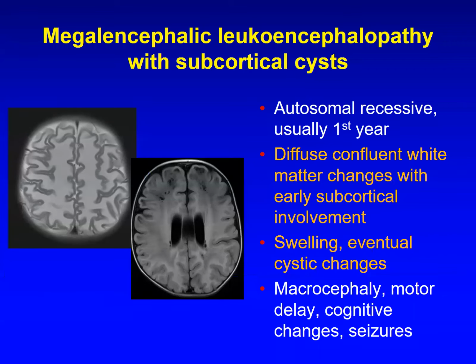And in contrast to the ones that I showed earlier, this really has more of a centrifugal pattern with early subcortical involvement. So we can really see here, none of these areas of subcortical white matter look normal. These patients generally will have swelling, and if you follow them, they will develop, as the name implies, cystic changes. These patients do have macrocephaly, similar to the Alexander patients. They have motor delay, cognitive changes, and seizures are fairly common.